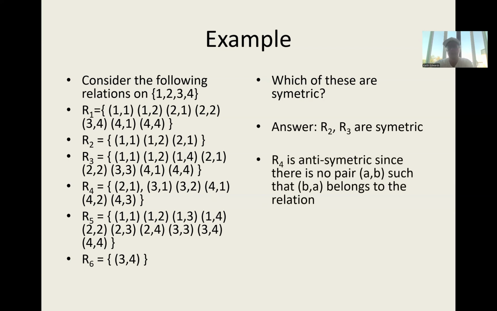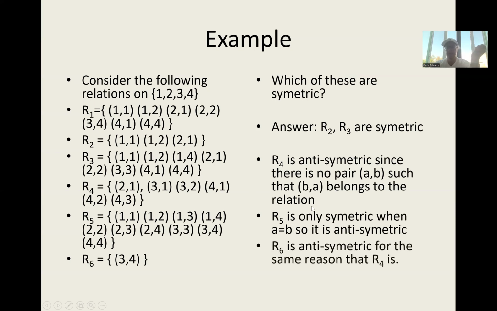R4 ends up being antisymmetric since there's no pair a, b such that (b, a) belongs to the relation. So that one is quite interesting that it's antisymmetric. And R5 is only symmetric when a is equal to b, so it ends up being antisymmetric. R6 is antisymmetric for the same reason that R4 is.